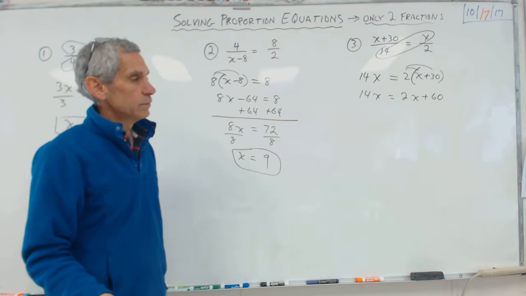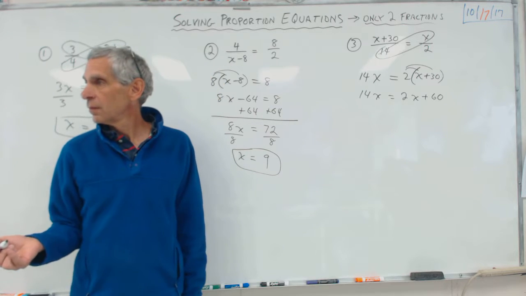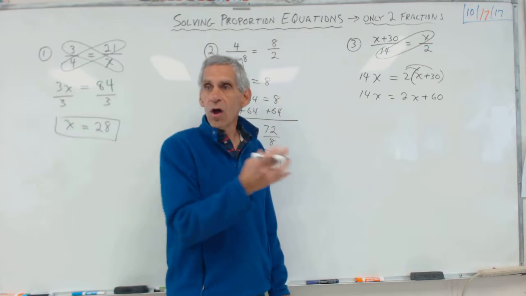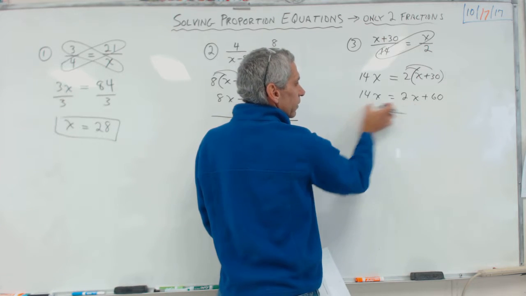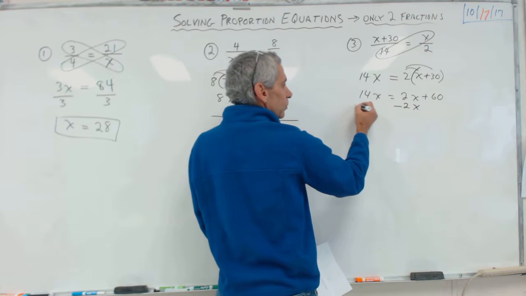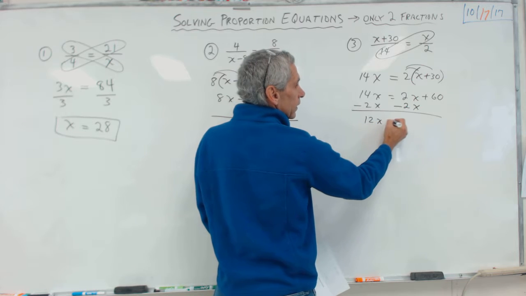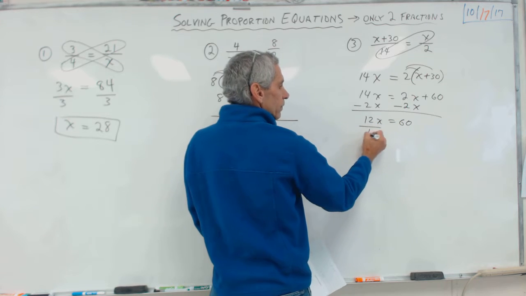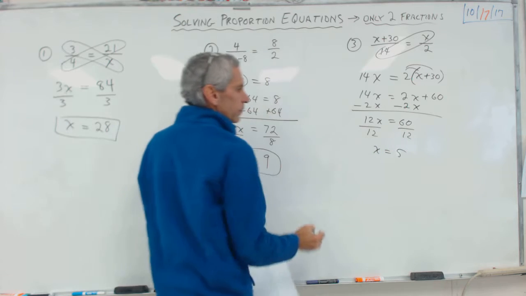Now what do I do? You subtract 2x. Right, remember, I'm trying to get all the x's on one side, right? And as long as there's x's on both sides, I can't solve it. So I'm going to take the smaller number of x's, I'm going to subtract them from both sides. And that way it gives me 12x is equal to 60. Divide by 12, and that gives me x is equal to 5. Awesome.